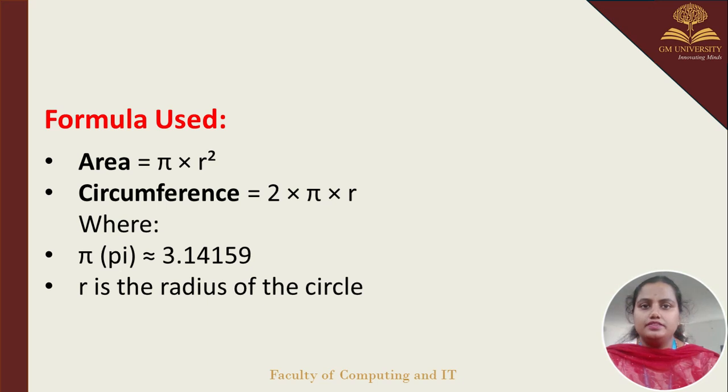The formulas we use here: the area is equal to pi into r square. This is the basic geometric formula we are using here. The circumference is 2 into pi into r, where pi is approximately 3.14159 and r is the radius entered by the user. These formulas are directly applied in the code.